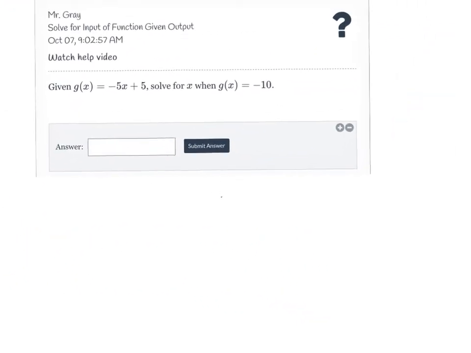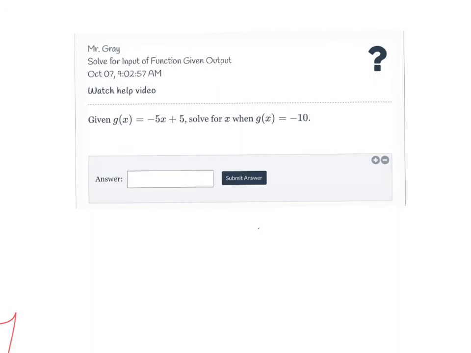Maybe we give you the output first, and then you need to find the input. So that's what we're looking at in this second example here. Let's take a read. Given that g of x is equal to negative 5x plus 5, solve for x when g of x equals negative 10. Alrighty. So in this problem, we have an equation for g of x, and then it says to find x when g of x is negative 10.